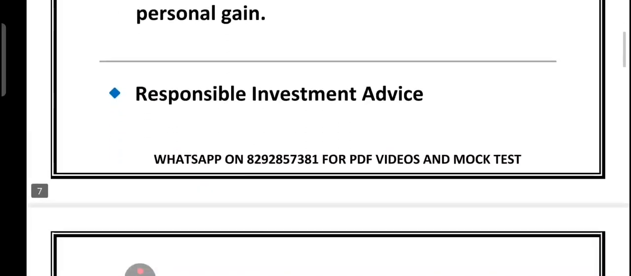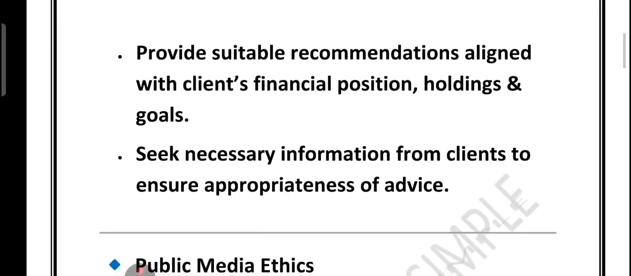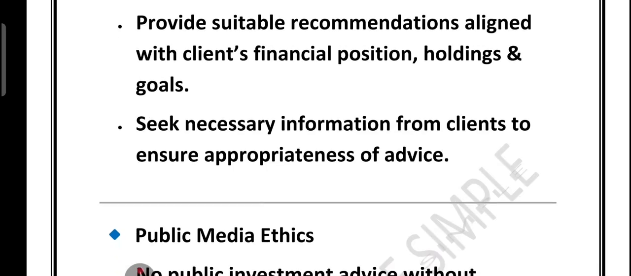Next is responsible investment advice. You know what it means? Before giving any recommendation, a sub-broker must understand the client's financial condition, existing holdings and investment goal. They should collect the necessary information first and only then suggest what is best for their client. In short, don't just sell, guide responsibly.